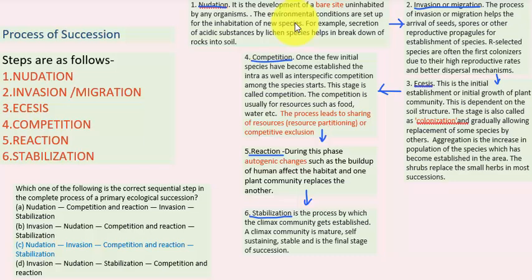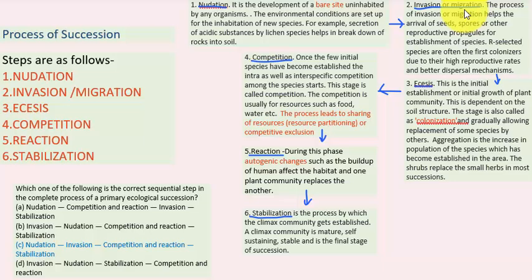The next is invasion or migration. The process of invasion or migration helps the arrival of seeds, spores, and reproductive propagules for the establishment of species. Mostly r-selected species are often the first colonizers due to their high reproductive rates and better dispersal mechanisms. The next is the initial establishment, or the initial growth of the plant community.